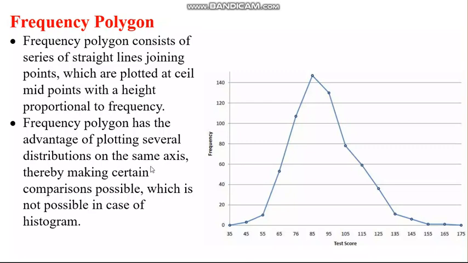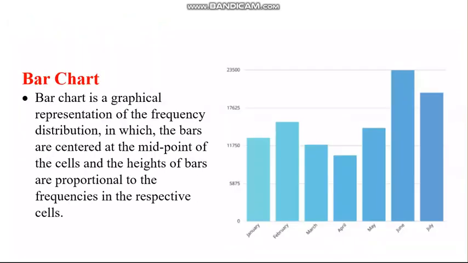Okay, when we plot several distributions on the same axis, you will be able to make comparisons easily. Comparisons are possible, which is not possible in the case of a histogram. Even in cricket, when you want to compare how two teams are scoring, they use lines, not the histogram; they use a frequency polygon.